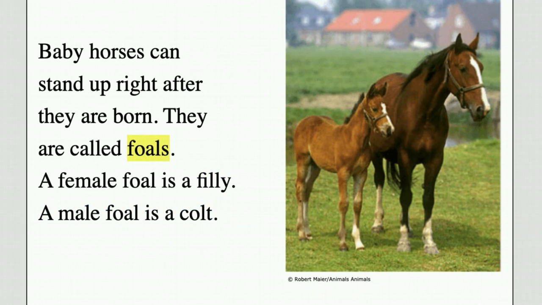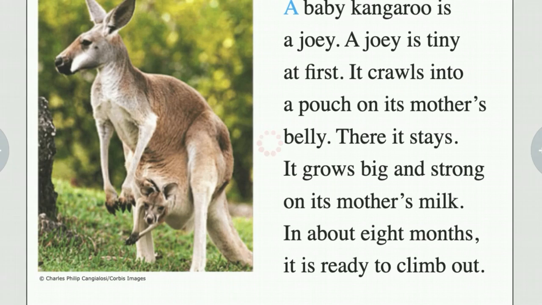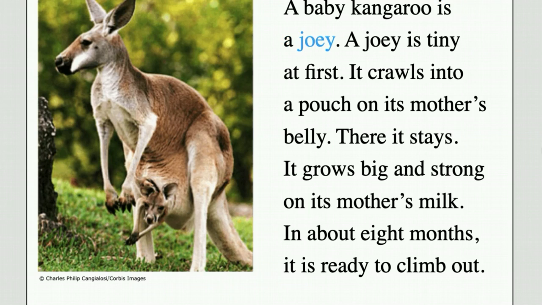So with horses, the babies not only have a name that defines them, like foals, a foal is a baby horse, but if it's a girl baby, it's called a filly, and if it's a boy baby, it's called a colt.